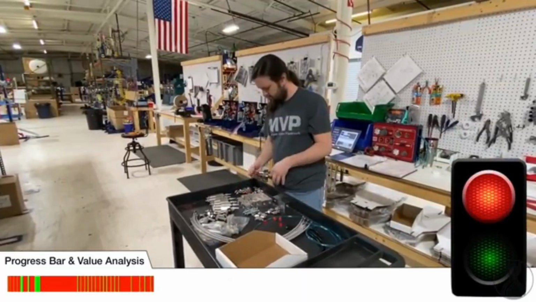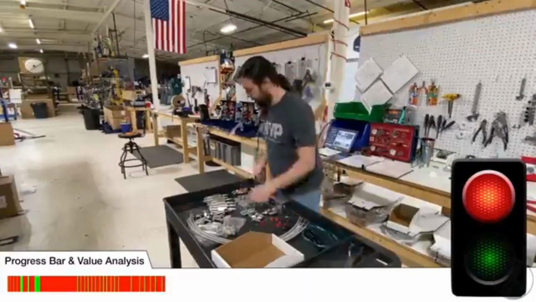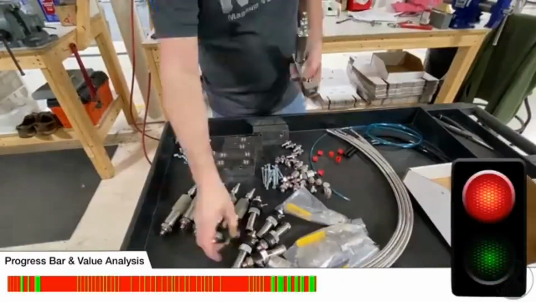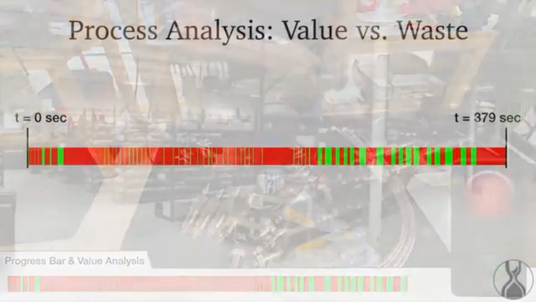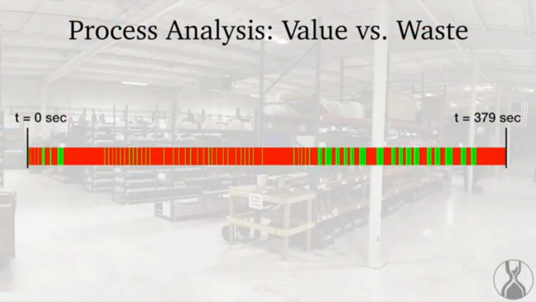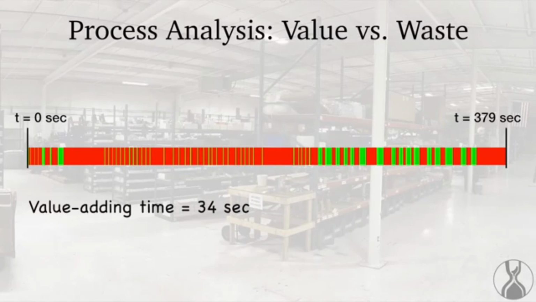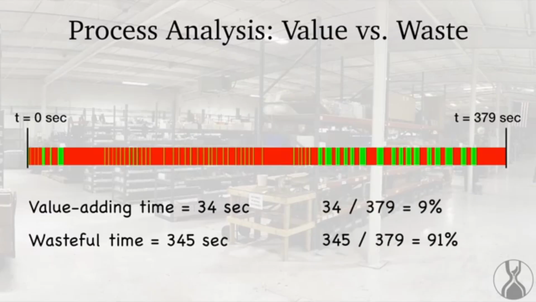Now let's speed up this video and get to the end so that we can perform some basic analysis of what's going on. When we analyze this entire video clip of 379 seconds, you see a lot more red than you do green. When you count up the value-adding time, the green bars, it only amounts to 34 seconds. And when you count up the red time, the wasteful time, there's 345 seconds. Do a little math and you'll see that only 9% is value-adding time. Look at how much red there is.